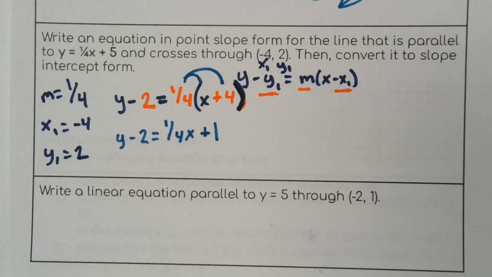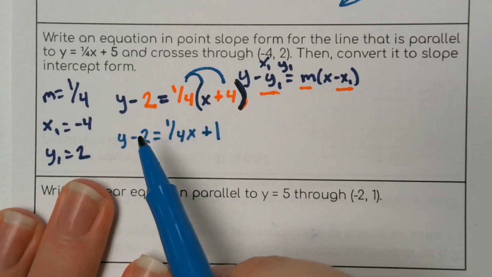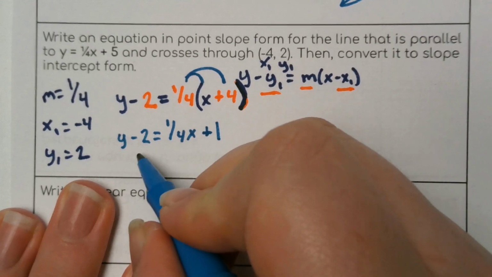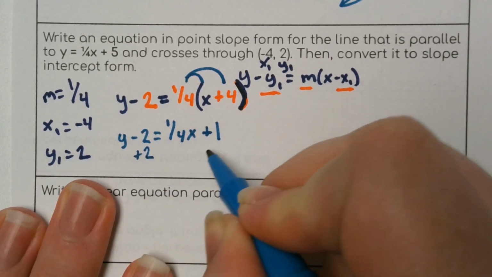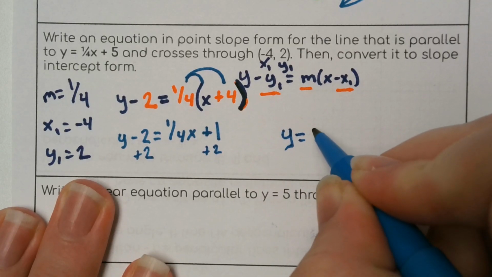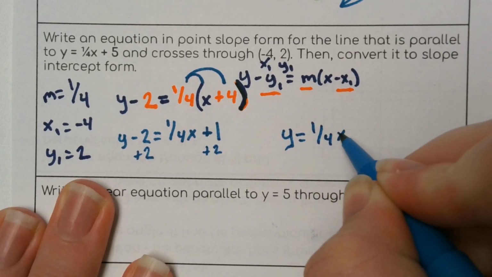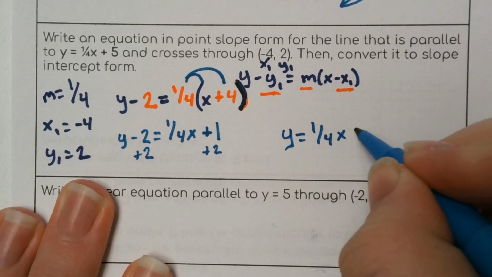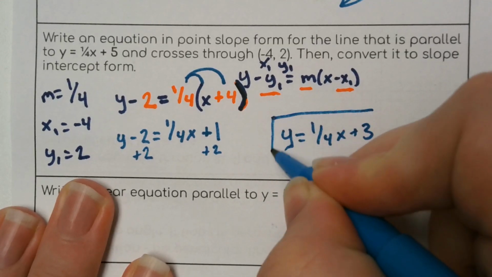Okay. And then lastly, we want to get y alone. So how do we get y alone? Yeah, we have to do the opposite of subtracting 2, which is adding 2. And our final equation would be y equals 1/4 x, and then 1 plus 2 is 3.